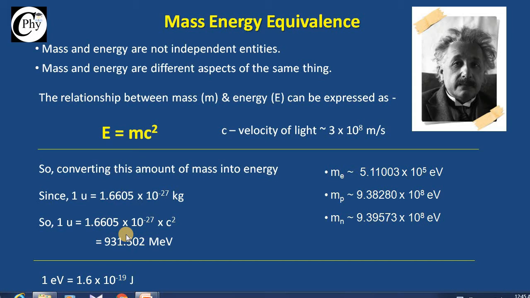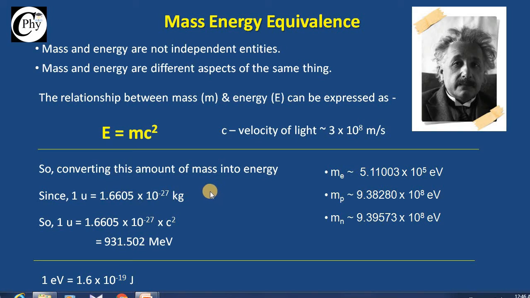Now, one of the greatest discoveries of physics was the discovery of mass-energy equivalence, made by Albert Einstein at the beginning of the 20th century. According to this theory, mass and energy are not independent entities, and they are basically different aspects of the same thing. The relationship between mass m and energy E can be expressed as E = mc², where c is the velocity of light, equal to 3 × 10^8 meters per second.